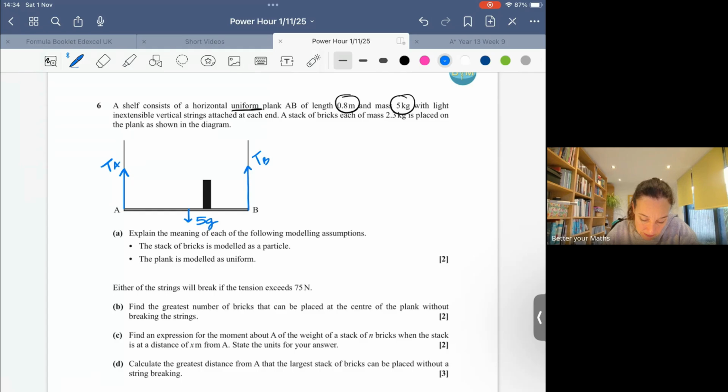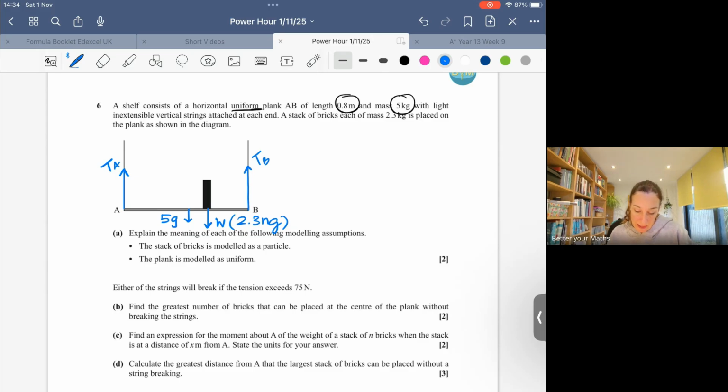And my bricks, we are not very sure. Let me write this on the other side. 5G. We don't know the weight, so I can write W, for example, or I can write, if you prefer, 2.3 kilograms per brick and multiply by G. Either way, it's up to you, really. These are the forces acting.